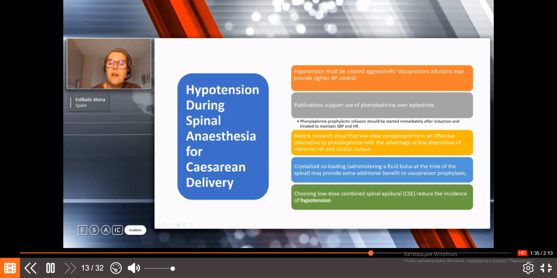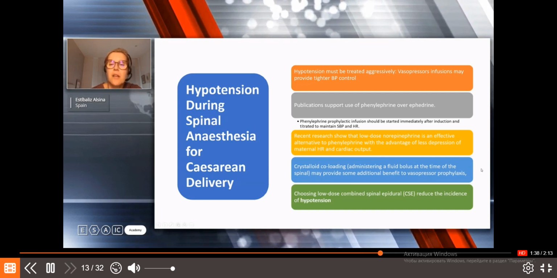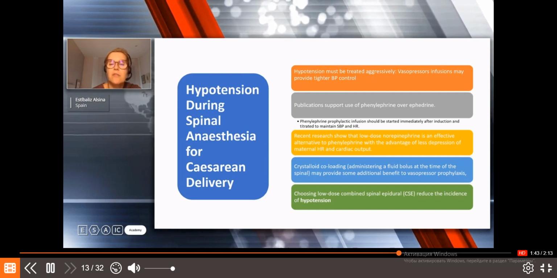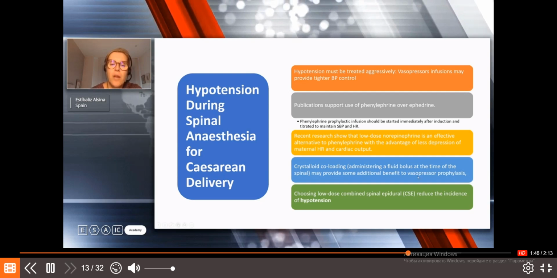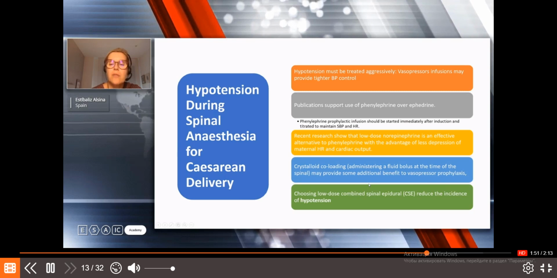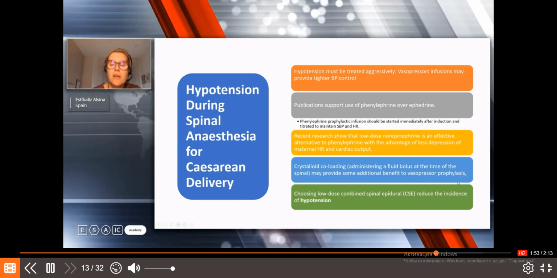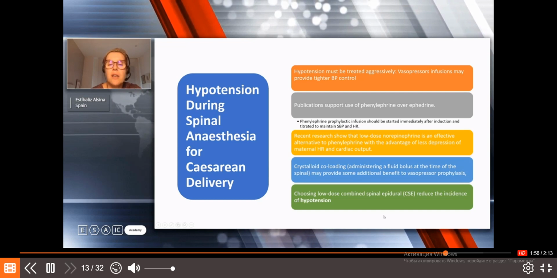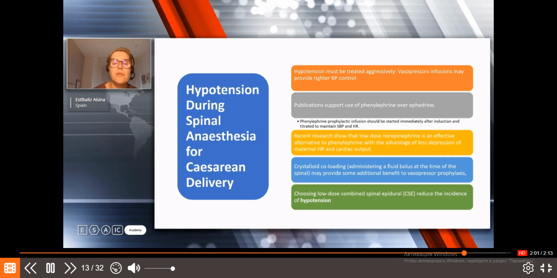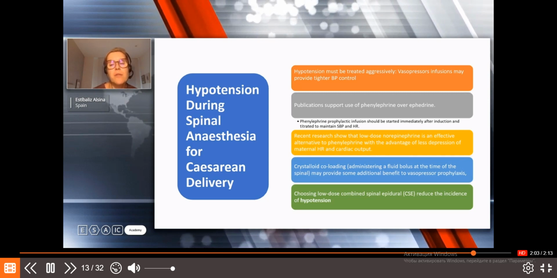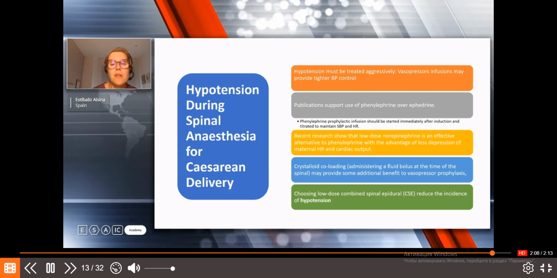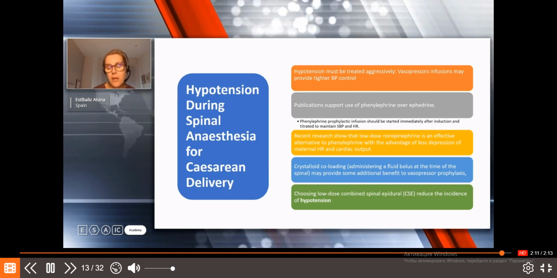Also, now there are several articles that talk about norepinephrine as an effective alternative to those drugs, but those are under study. We have to do the co-loading while we are doing the vasopressor infusion, and in our hospital and in several hospitals now, what we use is the low-dose combined spinal epidural because we use lower doses and we reduce the incidence of hypotension that is so bad for the baby.